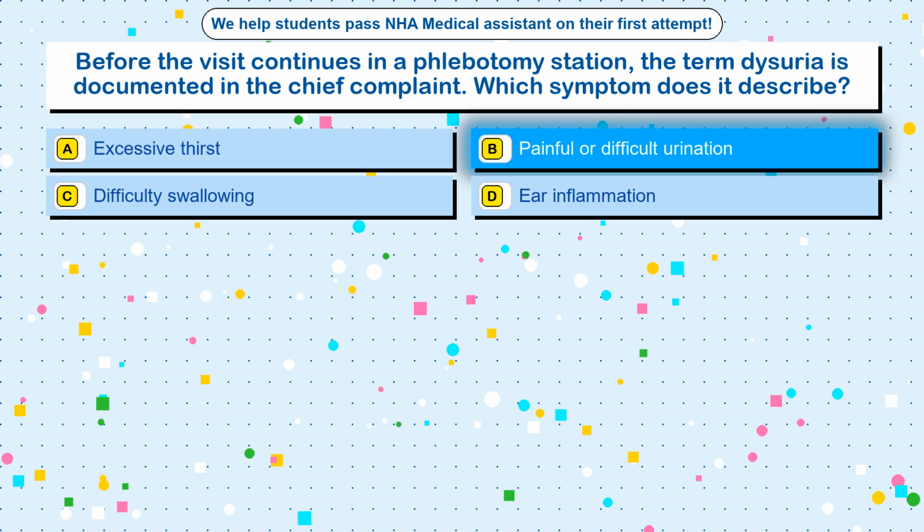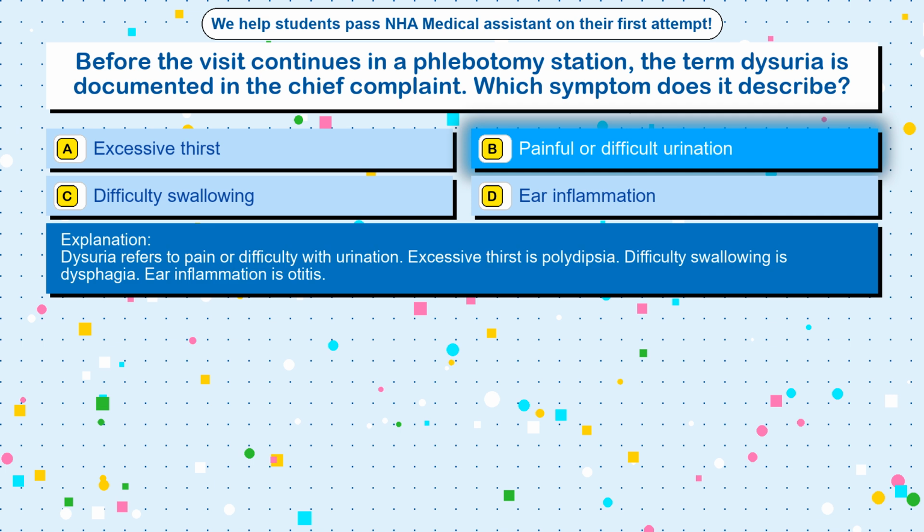The correct answer is option B. Painful or difficult urination. Dysuria refers to pain or difficulty with urination. Excessive thirst is polydipsia. Difficulty swallowing is dysphagia. Ear inflammation is otitis.